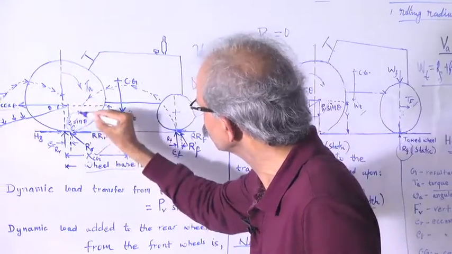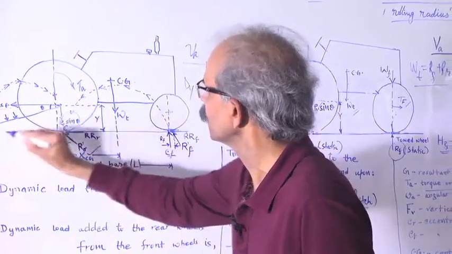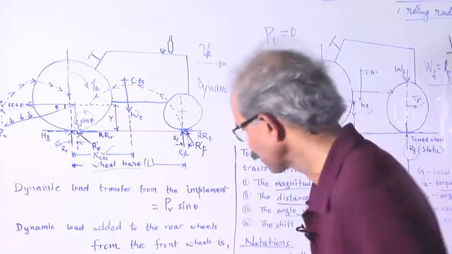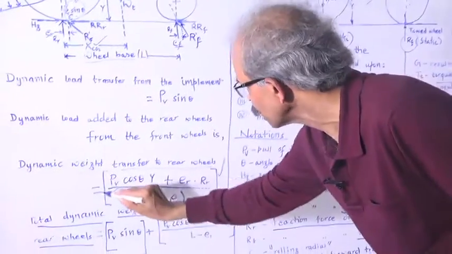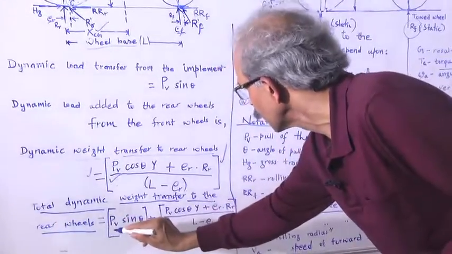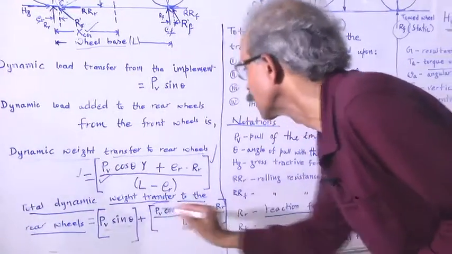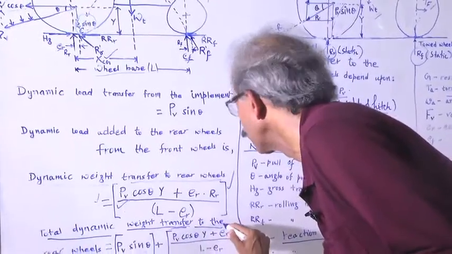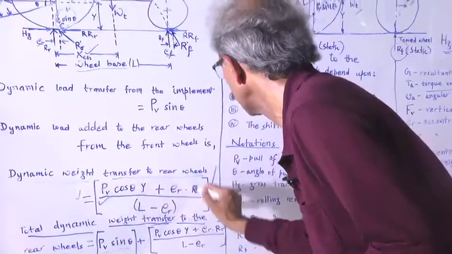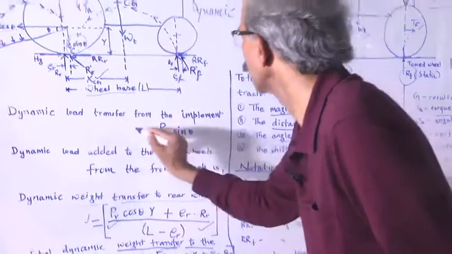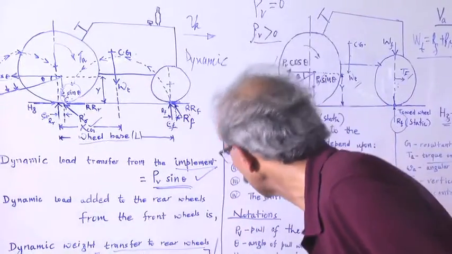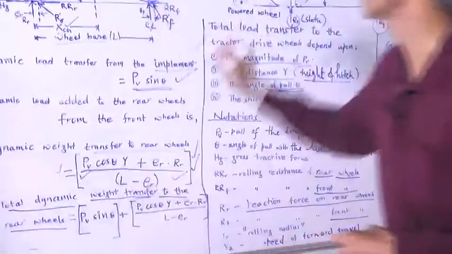Now, this is the force which is because of the implement which is connected here. So, the total force will then come about this, which is because of the front wheels and which is because of the implement. For dynamic weight transfer to the rear wheels, this is because of the front wheels, and this is because of the implement. So, PV sin theta because of the implement. Because of the implement, this and this, added together, we get the total weight transfer.